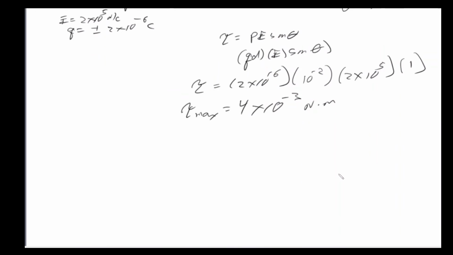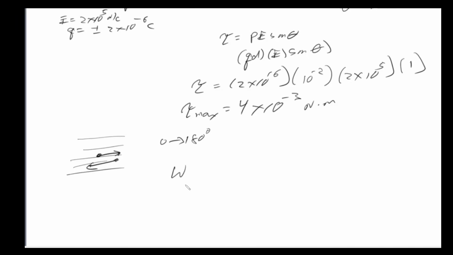Now it then asks how much work is done by an external agent if the dipole is rotated 180 degrees. So in the electric field, we're taking a dipole that starts at 0 in this direction, and we're flipping it to go in the opposite direction. So we're going from 0 to 180 degrees.